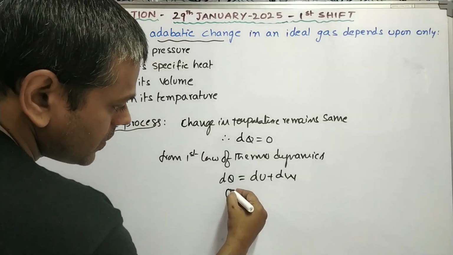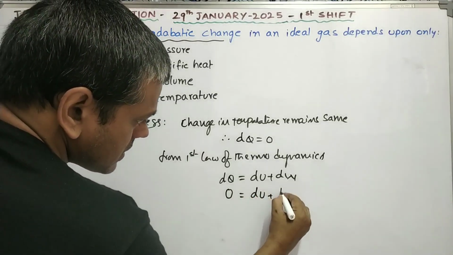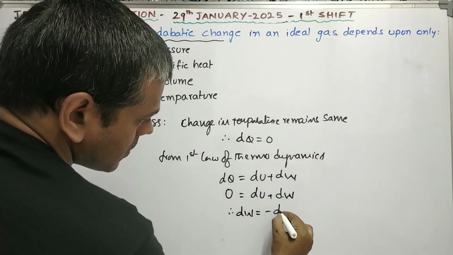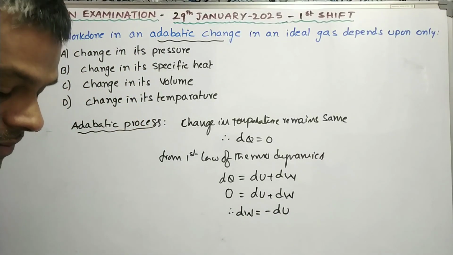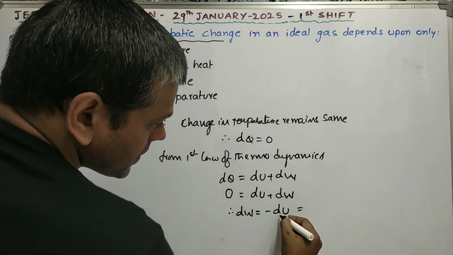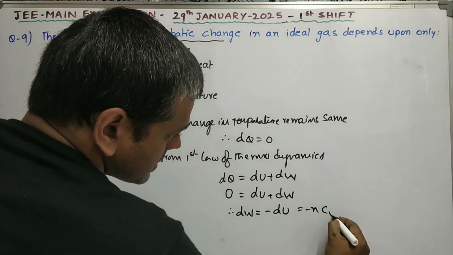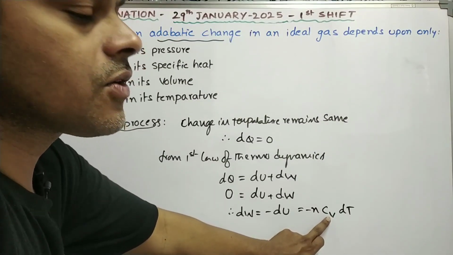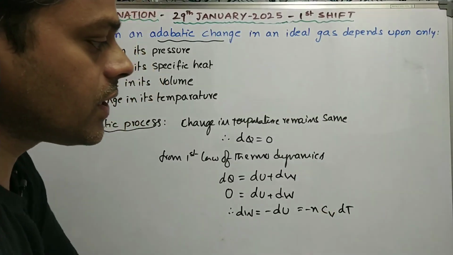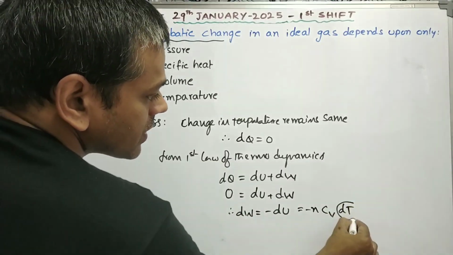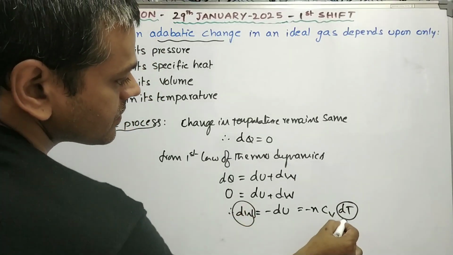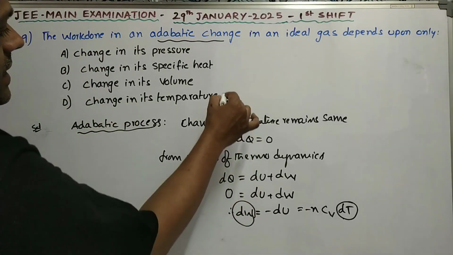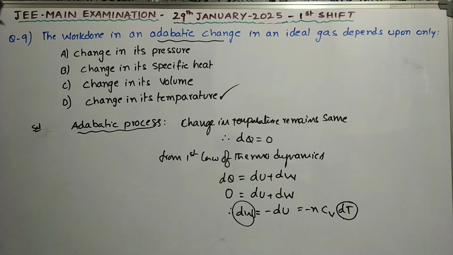So dq is equal to 0. So 0 is equal to du plus dw. Therefore, work done in an adiabatic process is equal to minus du. So according to the definition, du is equal to n into Cv into dT, where Cv is the specific heat of gas at constant volume. So the only variable is dT. While doing work, only the change in temperature is a variable. So this is the correct option for this question. Okay, right.